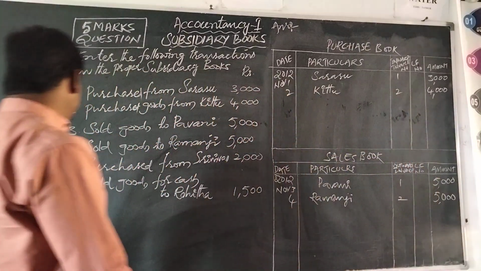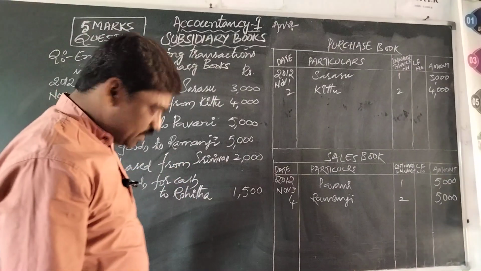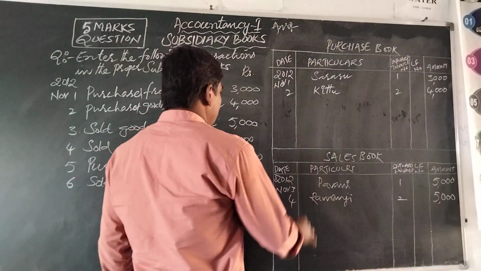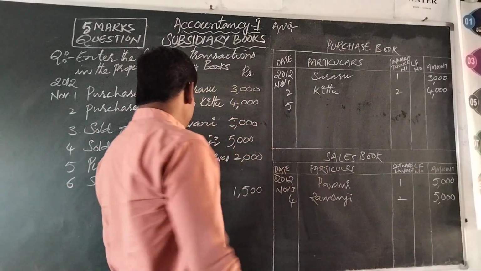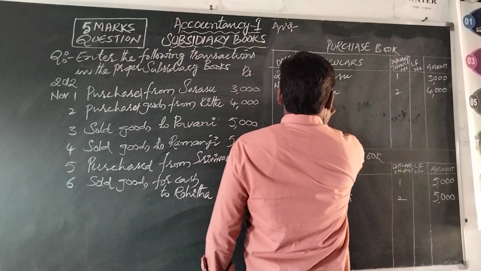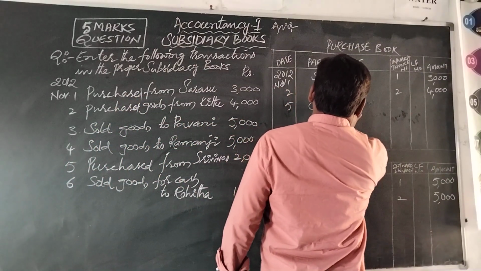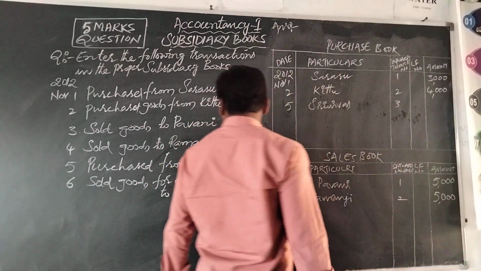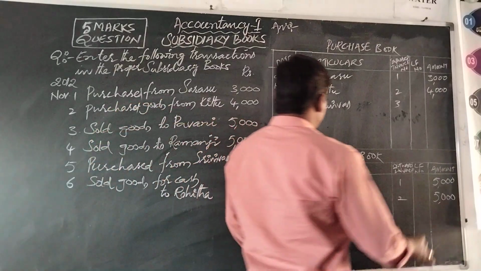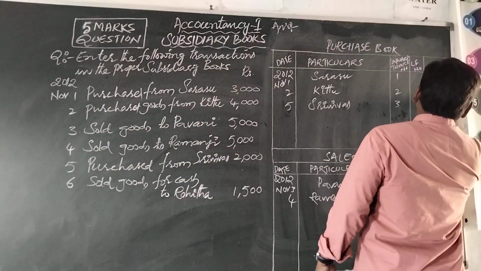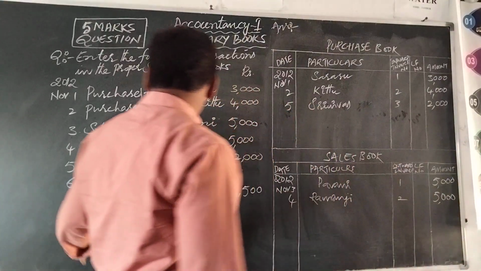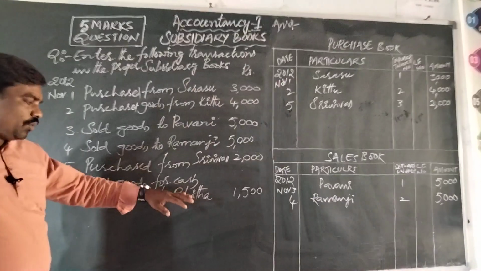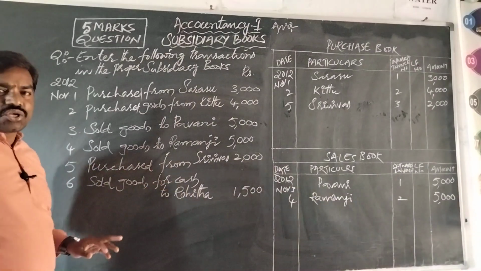And come to the next transaction, that is purchased from Srinivas. It is also a credit transaction, so it comes in the purchase book, date 5th, Mr. Srinivas, and inward invoice number 3, amount rupees 2,000. Okay, come to the last and final transaction, that is goods sold for cash to Rohita. Here it is a cash transaction.